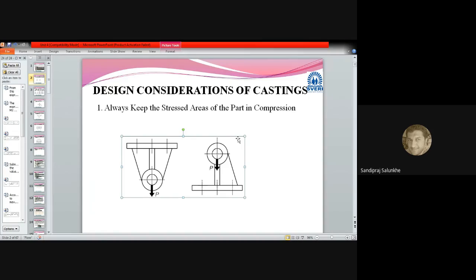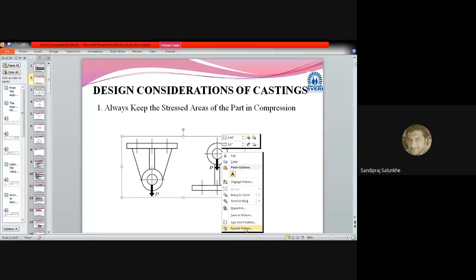So the first thing you have to consider when we design any component for casting is to always keep the stressed area of the part in compression. That is, the maximum stressed area is kept in compression. Now here you can see the two diagrams. One diagram shows one shaft supported by means of this support. We can consider this as a supporting bearing, and this shaft is in this hole. The shaft is supported by means of, here I can take a pen.